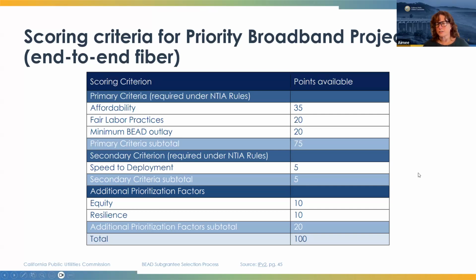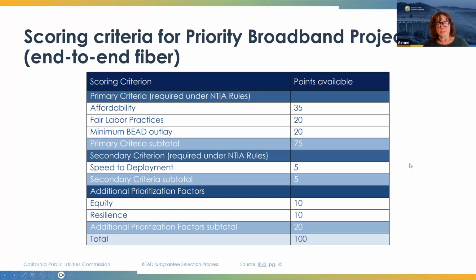There is one difference, again, that you'll see in the second slide here between priority projects and non-priority projects. Affordability, labor practices, and minimum BEAD outlay are the primary criteria, and together they're worth 75% of the points. The rest of these criteria are speed to deployment, equity, low income, which includes points for low income areas and disadvantaged communities, and resilience, which includes points for resilience to climate hazards.